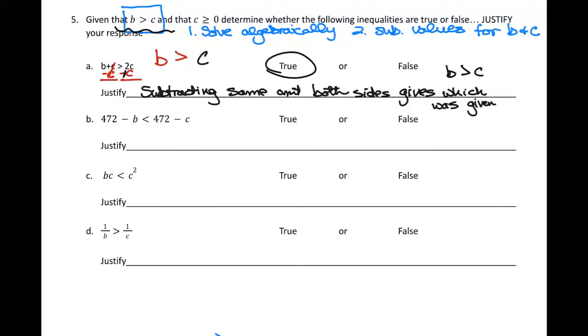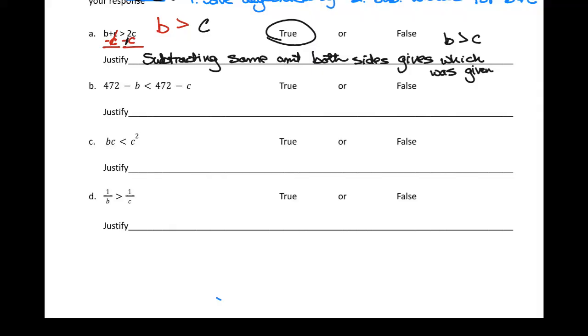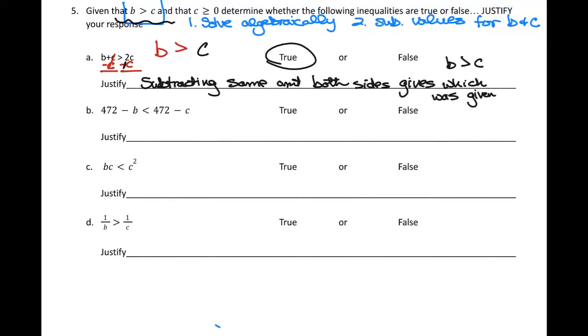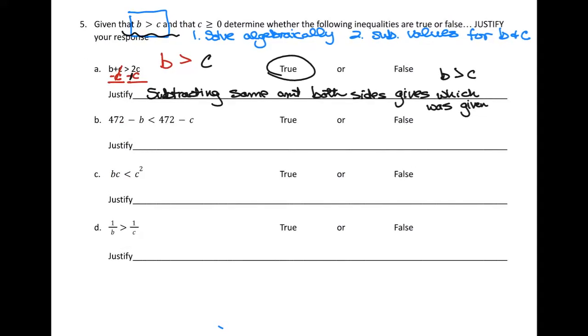Does that make sense? Letter B, 472 minus B is less than 472 minus C. So what I see the same here is 472. That is the same amount. We know B is larger than C, which is smaller. So if you take away a larger amount from the same amount that both have, this side is going to be, on the left, smaller, right?